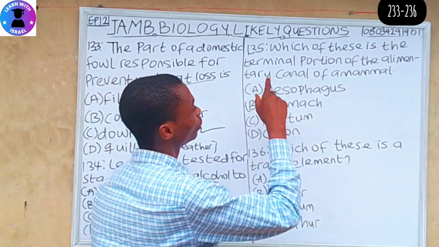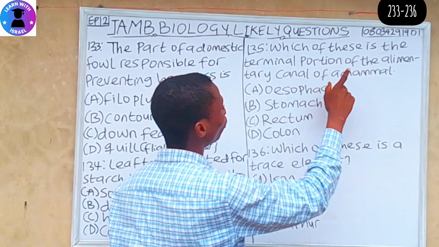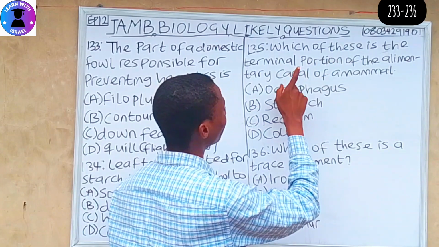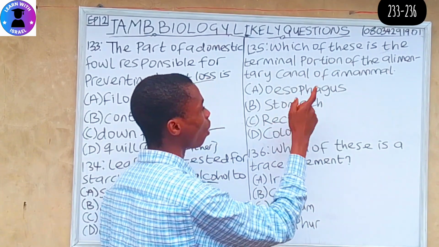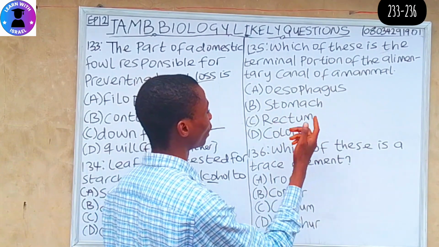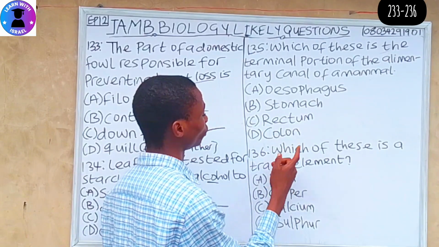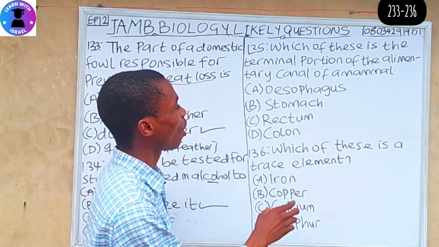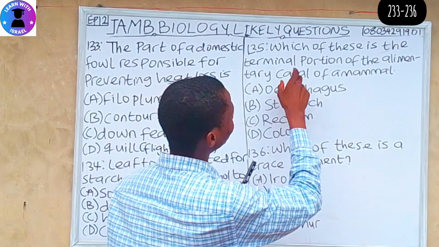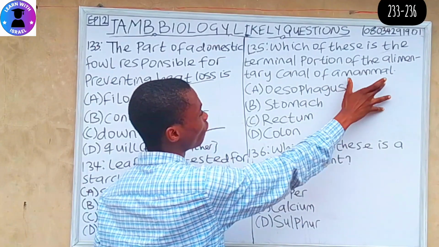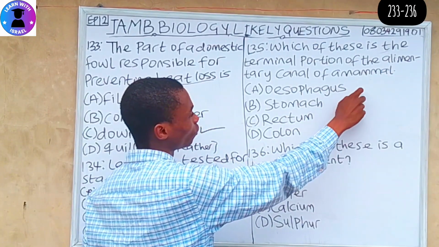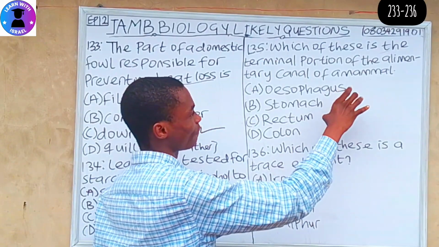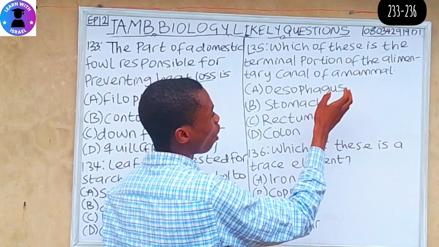Question 135. Which of these is the terminal portion of the alimentary canal of a mammal? We have A. Esophagus, B. Stomach, C. Rectum, D. Colon. All these four are found in the alimentary canal of a mammal, starting from the esophagus to the stomach to the colon to the rectum.